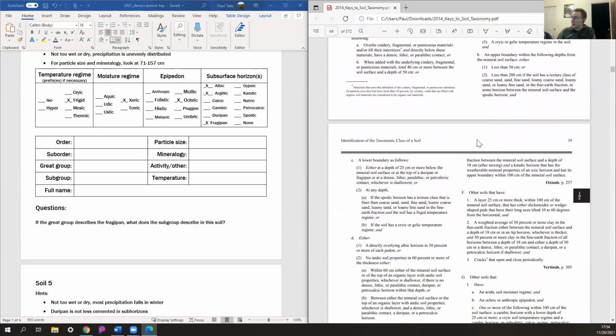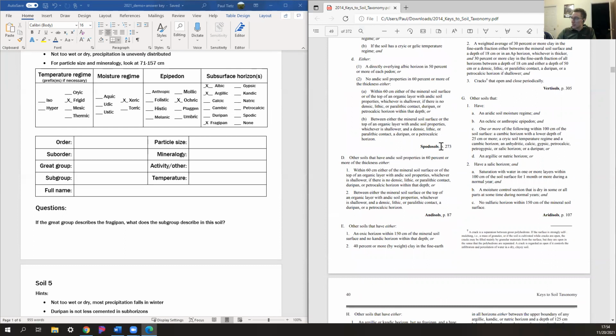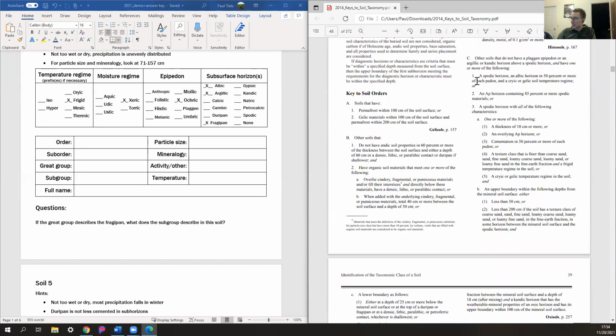Next option is spodosol right there. So starting back here at letter C, we do not have a plaggen epipedon or an argillic or candic horizon above a spodic horizon, and one or more of the following. We don't have that spodic horizon, that combination of E and a Bhs or a Bs, that evidence of podzolization. We don't have that. So I was just ready to rule it out right away.